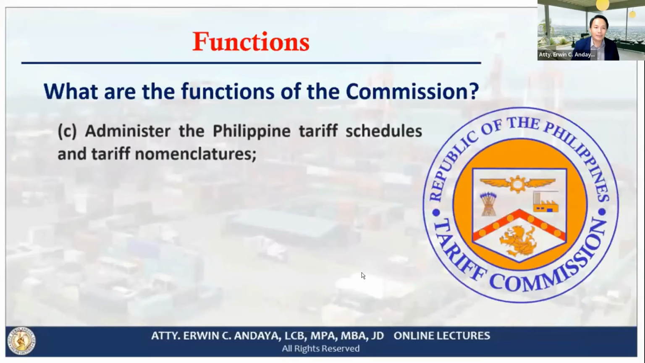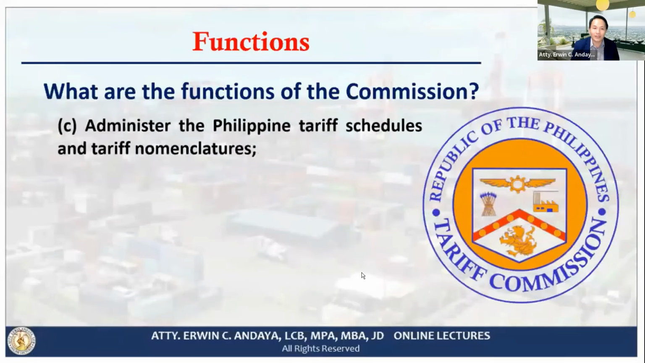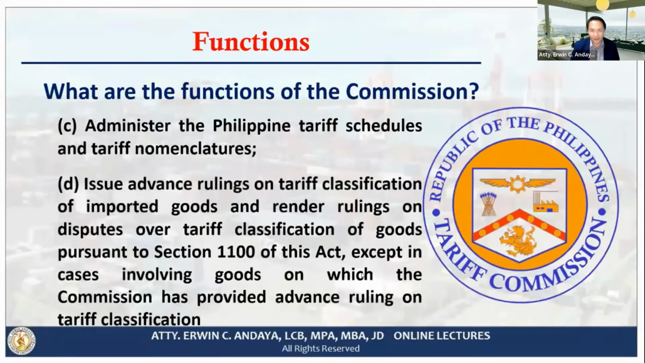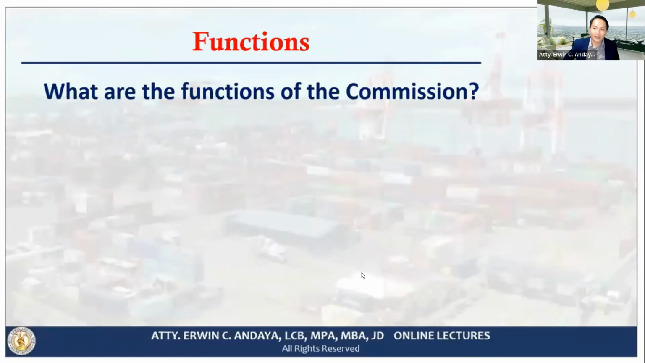Okay? Administer the Philippine tariff schedules and tariff nomenclatures. Kaya nga the AHTN is published by them because they have the mandate to administer our tariff schedules. Issue advance ruling on tariff classification, that is under section 1100 of the CMTA. Kaya nga kapag may conflict on the tariff classification, we go to the Tariff Commission. And who has the authority to issue ruling? That's the Tariff Commission. What else?